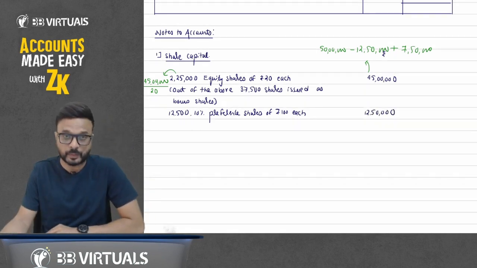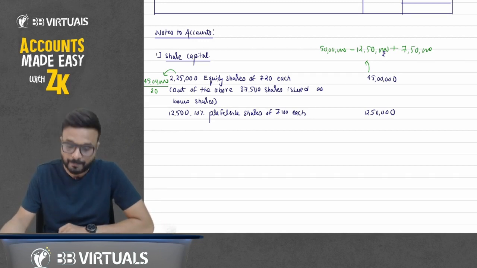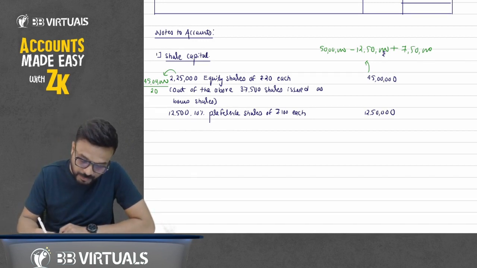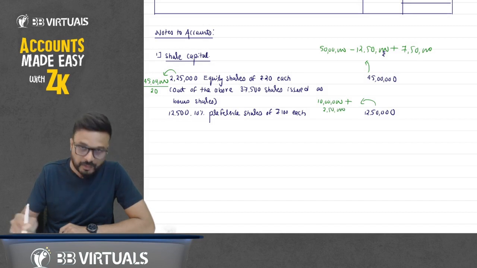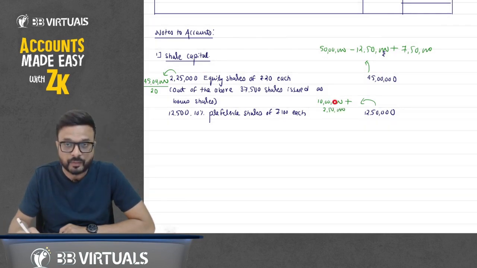12,50,000. How much is it? 12,50,000. Okay, how have we calculated this 12,50,000? The 10 lakh which is given in the balance sheet, plus the 2,50,000 we have issued as shares, which we can see in the journal entry. So for the issue of preference shares, the total is 12,50,000.